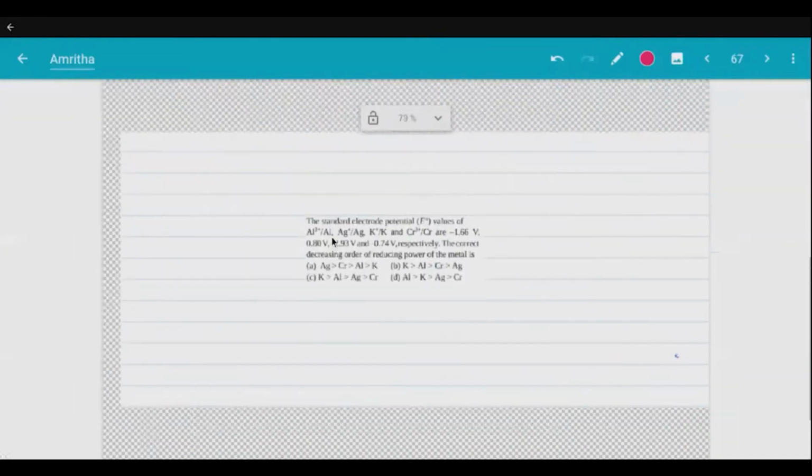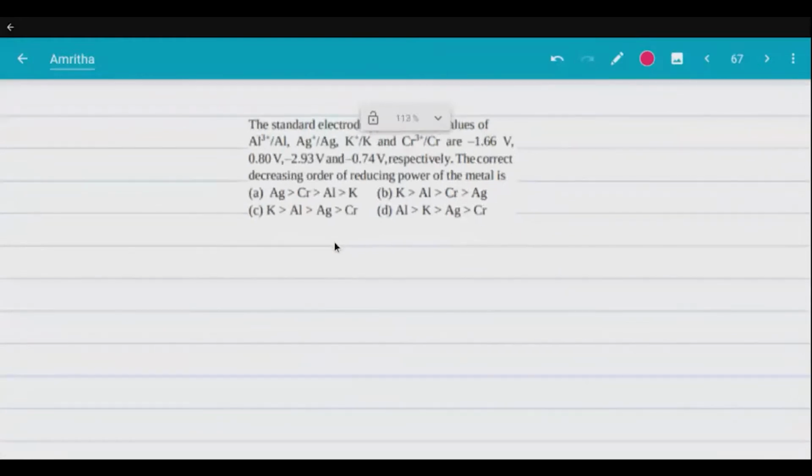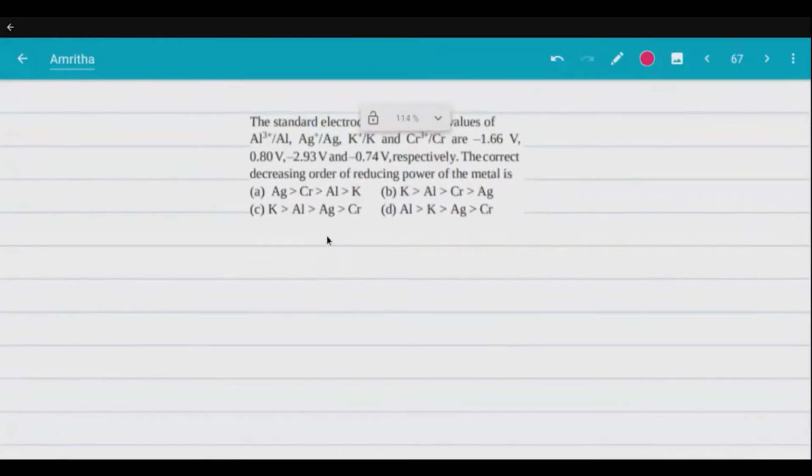Yes. Now this is from a different chapter. Let us see. Very, very important model it is. Standard electrode potentials.